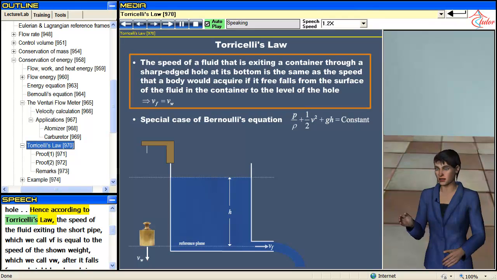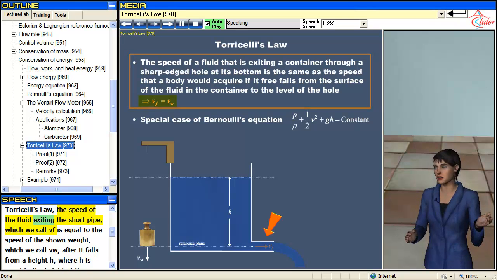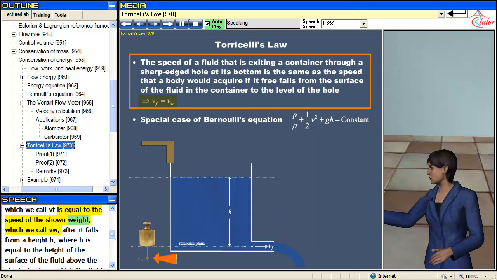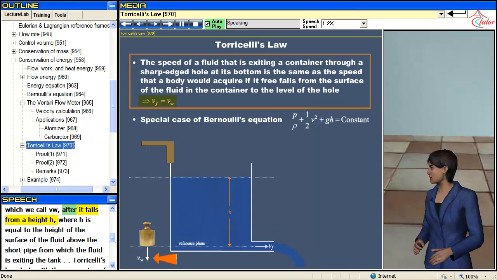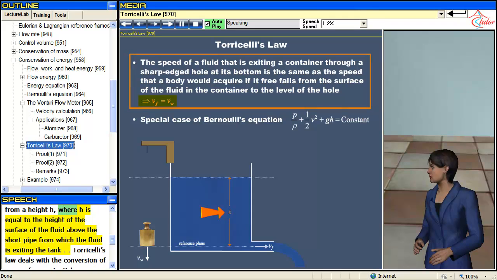Hence, according to Torricelli's law, the speed of the fluid exiting the short pipe, which we call Vf, is equal to the speed of the shown weight, which we call Vw, after it falls from a height h, where h is equal to the height of the surface of the fluid above the short pipe from which the fluid is exiting the tank.